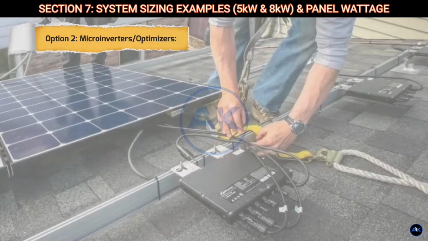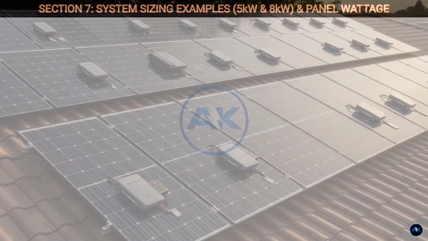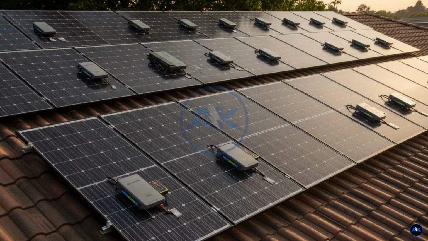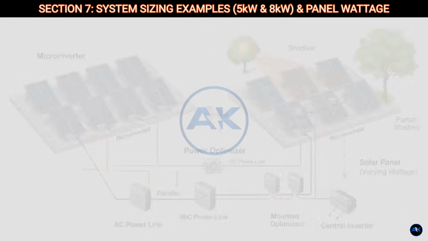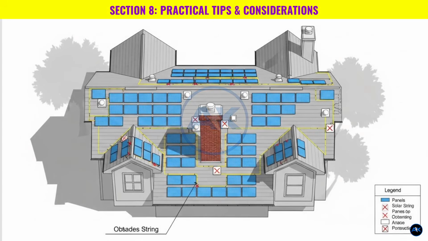Option 2. Microinverters or optimizers. These devices connect to individual panels and allow each panel to operate at its maximum power point independently. This is the safest and most efficient way to mix different wattage panels, as well as handle complex shading. Section 8. Practical tips and considerations.